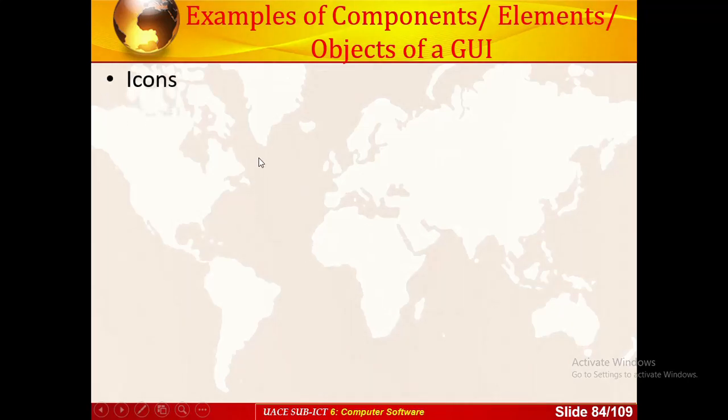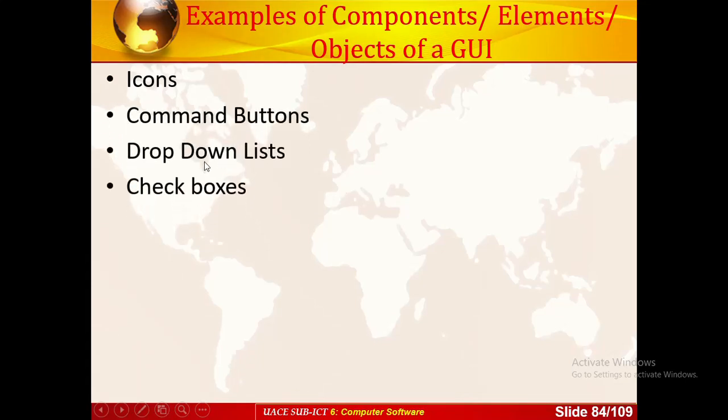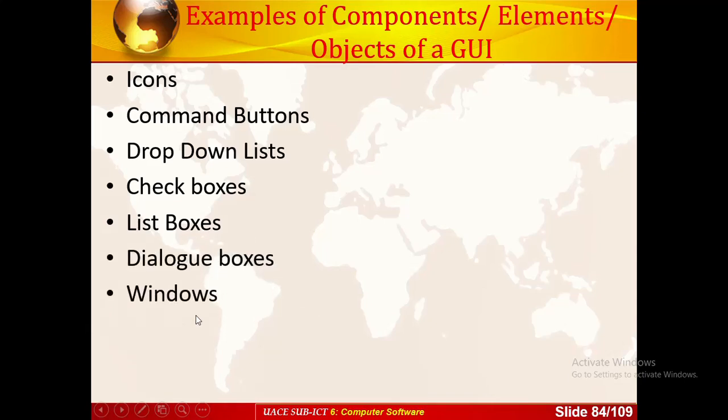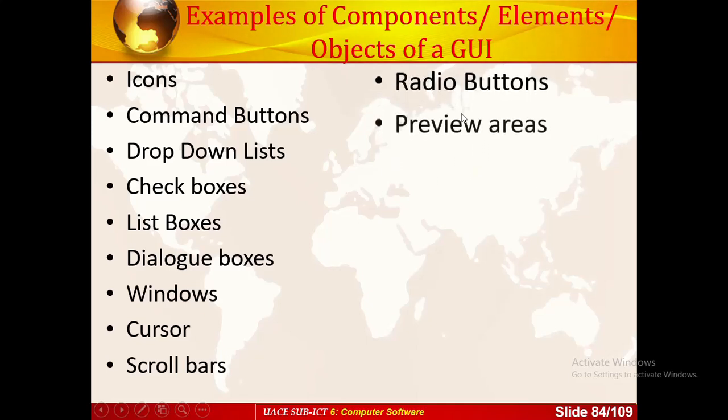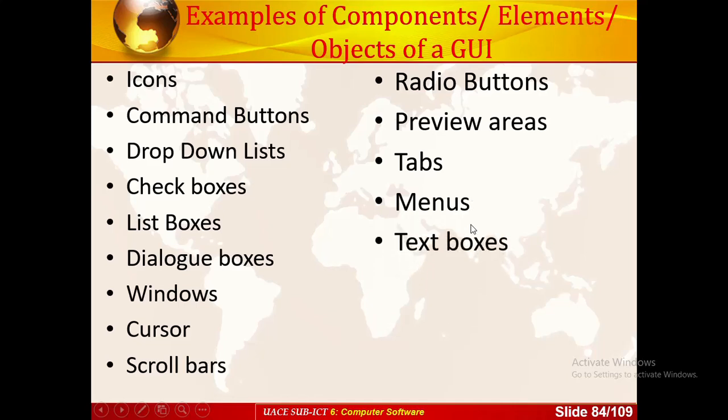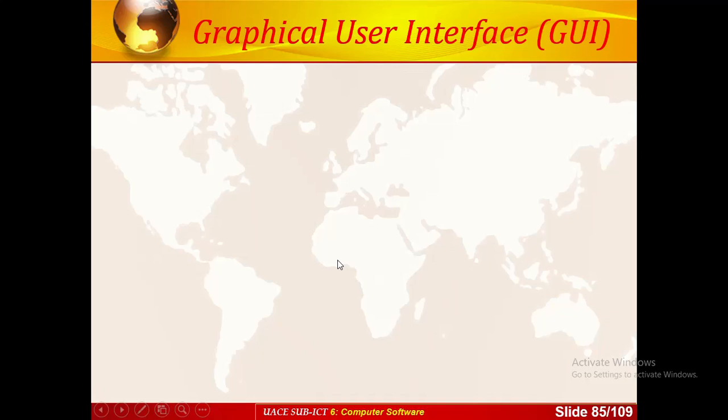What are some of the elements, objects of the graphical user interface? We have icons, commands and buttons, drop down lists, checkboxes, list boxes, dialog boxes, windows, cursors, scroll bars, radio buttons, preview areas, tabs, menus, those are all under text boxes, we have drawbars, pointers, and we also have other tools or examples of graphical user interface. All these work as graphical user interface. They help you to be able to run or to control the computers.